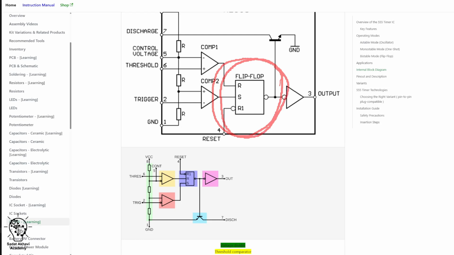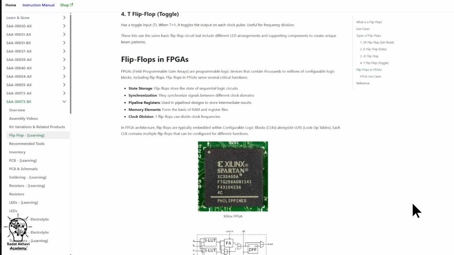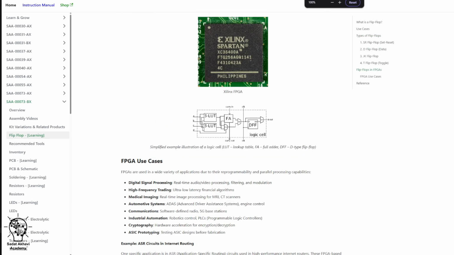Flip-flops are also a fundamental building block of FPGAs. Here is the internal block diagram of an FPGA, where a flip-flop is used at the output stage of the logic block. Use cases of FPGAs which have flip-flops in their core are very vast, from digital signal processing and high frequency trading to industrial automation and prototyping.